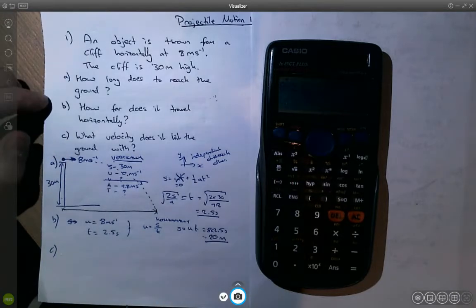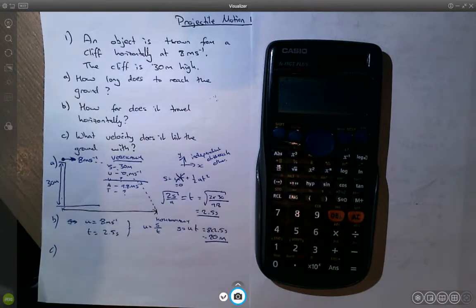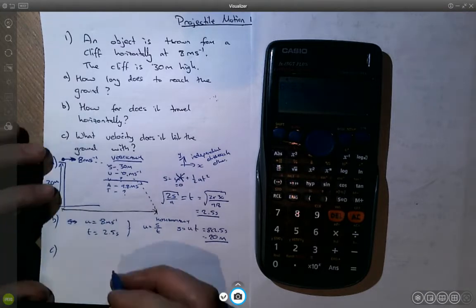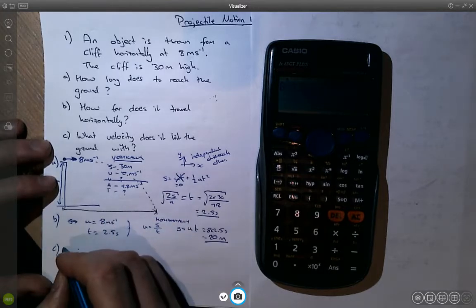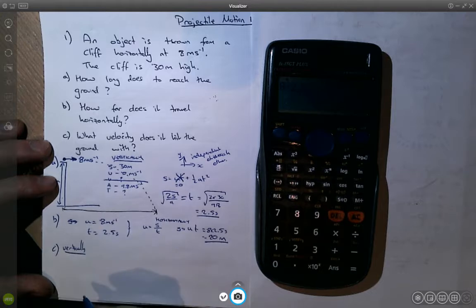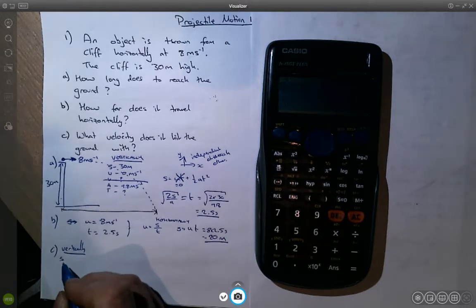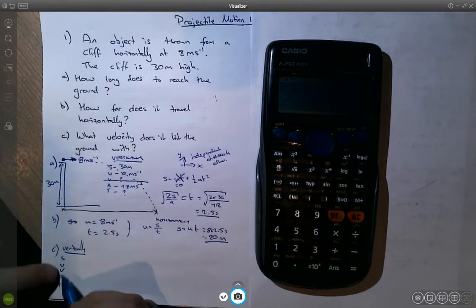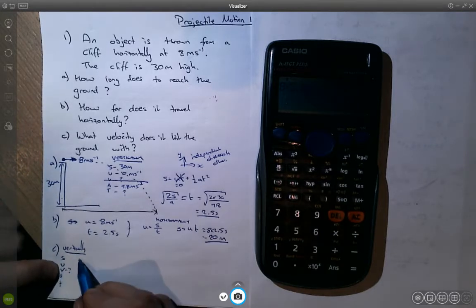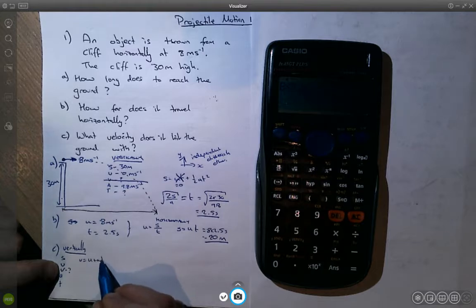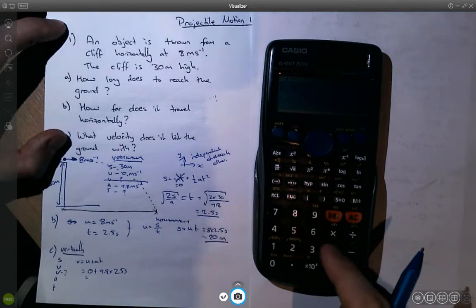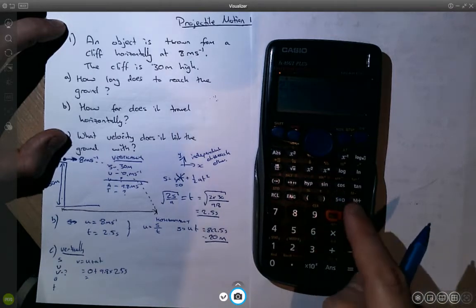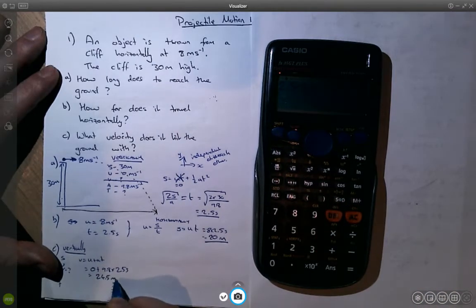What velocity does it hit the ground with? So now this is a little bit harder. So what we need to do is draw a diagram. So we know, well, actually, we don't know what velocity it hits the ground with, do we? So we need to firstly work out its vertical velocity. So we've got S, U, V, A, and T. So we can use any of the equations because we're trying to find v. So the simplest one is v equals u plus at. So 0 plus 9.8 times the time, which is 2.5 seconds. So its vertical velocity when it hits the ground is 2.5 times 9.8, which is 24.5 meters per second.